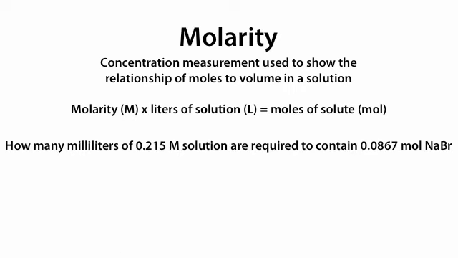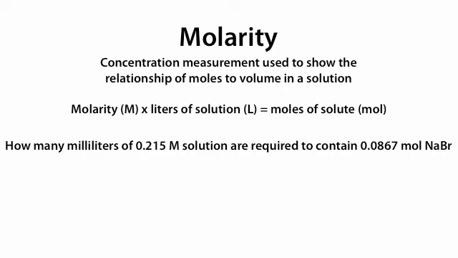How many milliliters of a 0.215 molar solution are required to contain 0.0867 moles of NaBr? So if we have a solution that has 0.0867 moles of NaBr, that is also 0.215 molar of NaBr, how many milliliters must this solution be?